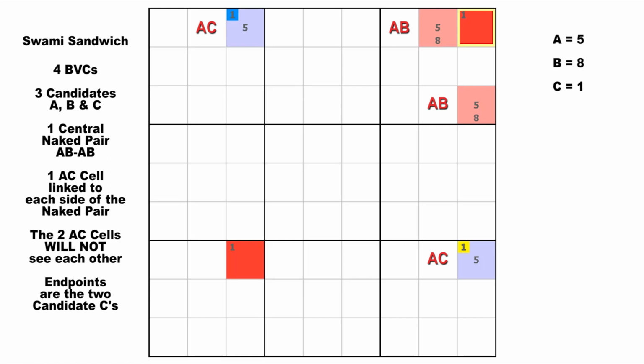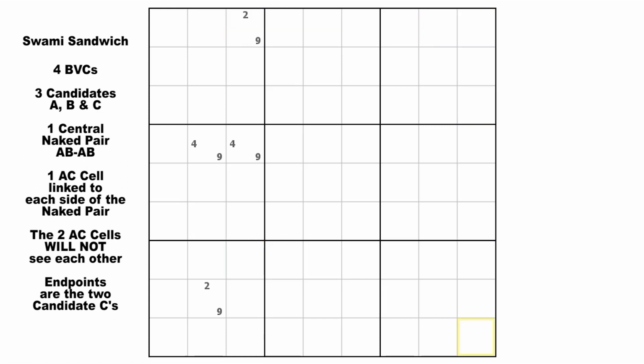All right, next one. Now here in this diagram, because the endpoints lie in the same chute, there will be 6 possible eliminations. With a sandwich pattern, you will generally get either 2 or 6 cells where eliminations are possible. So candidate 9 appears in all 4 of these cells, which makes it our candidate A. And here is our AB naked pair. That's the peanut butter and jelly.